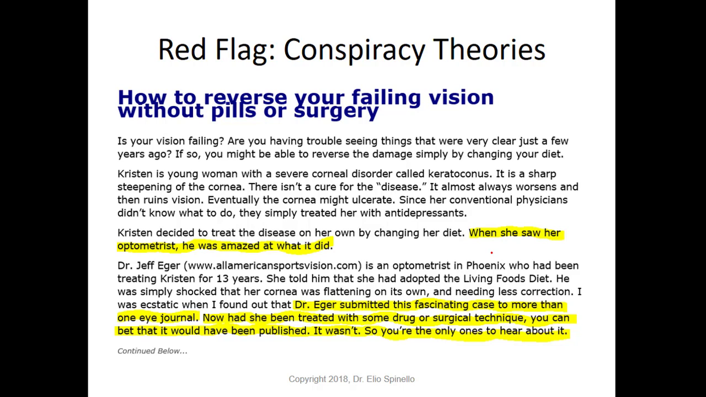Having been a peer reviewer myself for close to a dozen journals over the years, I can tell you that's not how it works. If it works and it's scientifically valid, it gets published. They don't shoot it down because it's not medical or surgical. But it's a really great example, again, of this idea of conspiracy theories, something we look out for.